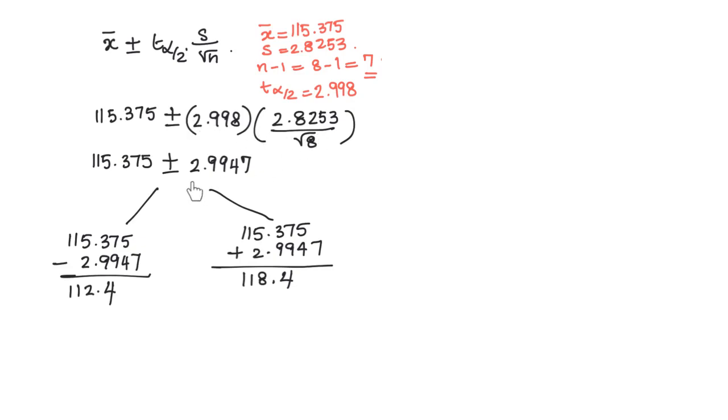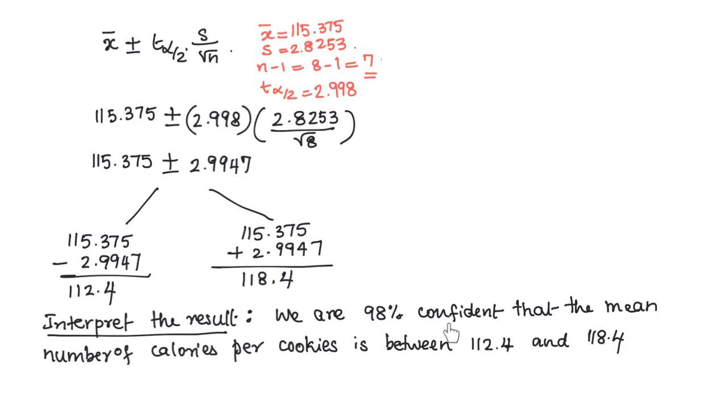and I calculated this. Since it has plus or minus, it will have two values, one with the minus sign, the other with the plus sign, and I rounded the final result to one decimal place because the sample values were whole numbers. Now we need to interpret the result. We are 98% confident that the mean number of calories per cookie is between 112.4 and 118.4.